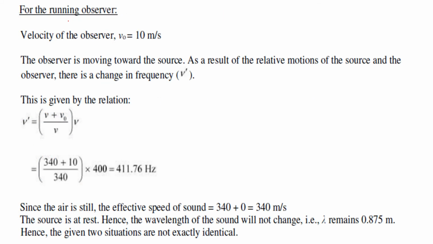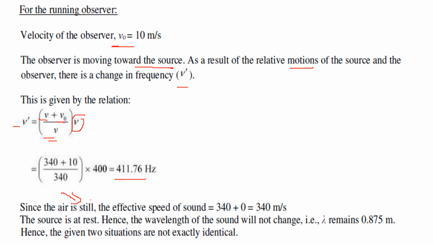And if we have a running observer, we know that the velocity of the observer is given as 10 meter per second. Now the observer is moving where? It is moving towards the source. Because of this scenario, the relative motion of the source and the observer, there is a change in frequency. This v dash is given by (v plus v0) by v into the frequency. So (340 plus 10) by 340 into 400 gives you 411.76.